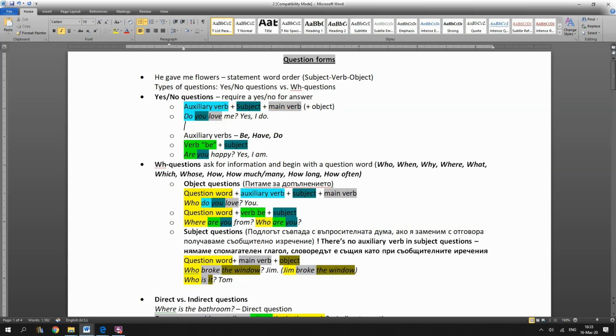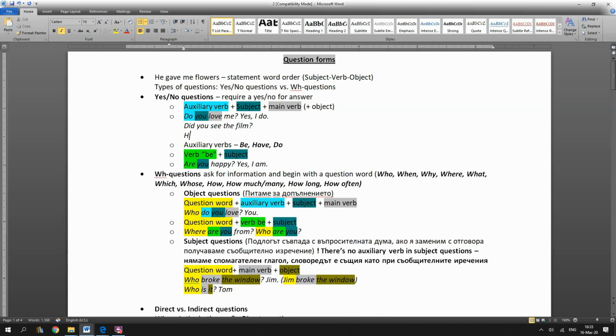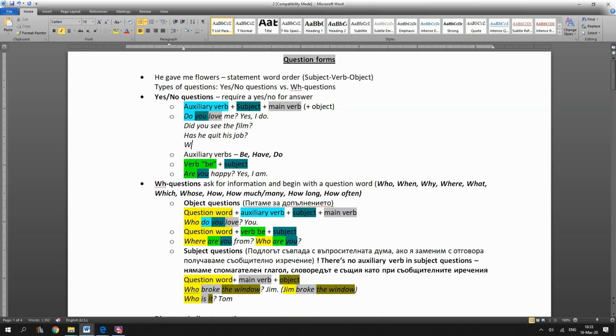But I can do it in the past as well. Did you see the film? Has he quit his job? Will they help us? As you can see, this is the auxiliary, this is the auxiliary, this is also the auxiliary. Will is a modal verb, but they act as an auxiliary in the sentence.